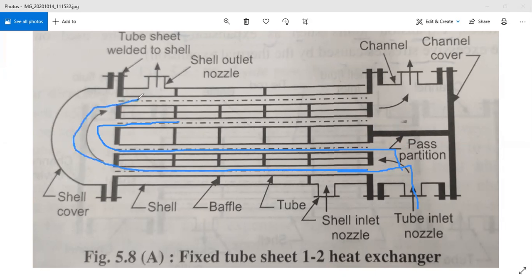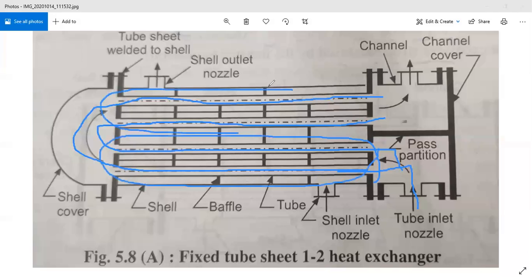And when the tube side fluid, or the particles or molecules of this tube side fluid, pass in this direction in such a way that the particles travel along the length of this heat exchanger twice in this shell and tube heat exchanger assembly, that is why it is called a two pass shell and tube heat exchanger assembly. So two passes on the tube side fluid and only one pass on the shell side fluid.